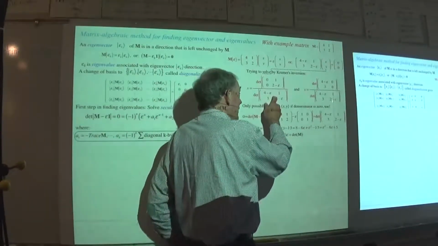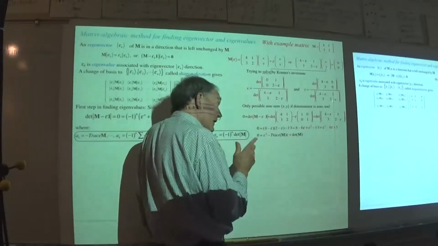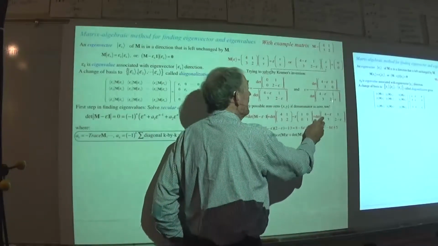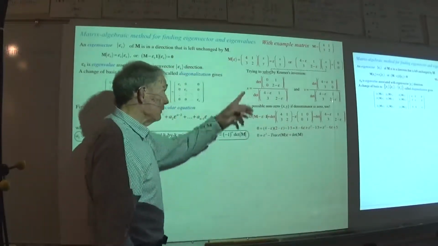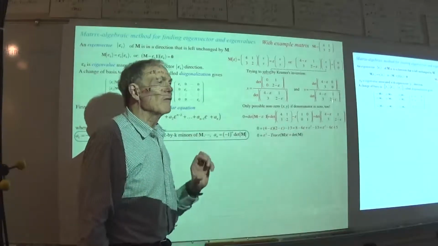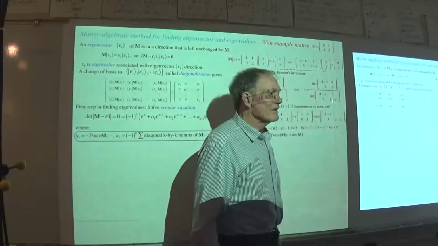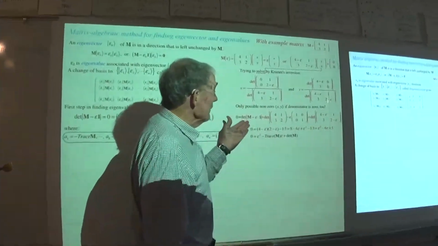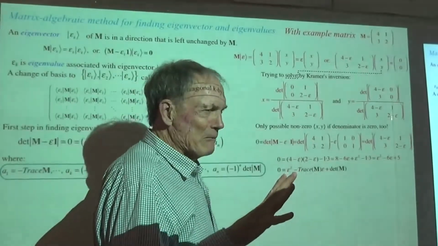The possibility of getting non-zero results occurs if, and only if, the determinant of this matrix is 0. So you have 0 over 0 in determinant form. Then you at least have a possibility of getting a non-zero result for both of these. The equation that demands that is called the secular equation. Where did that name come from?